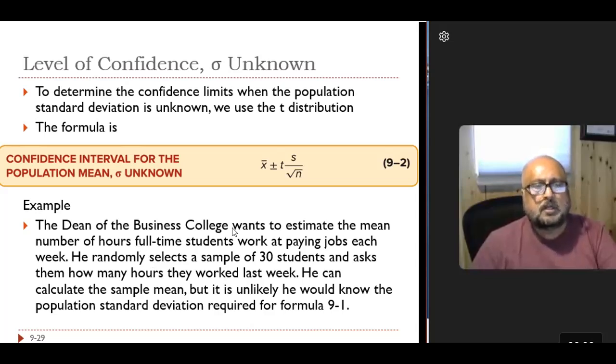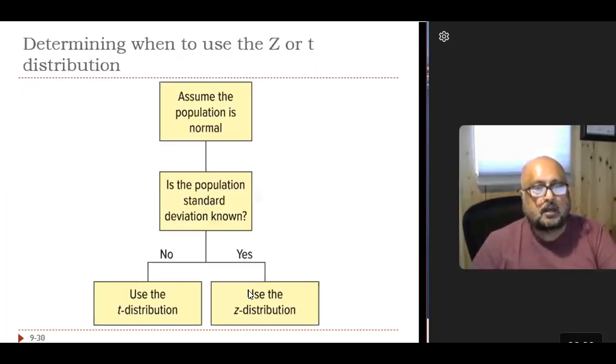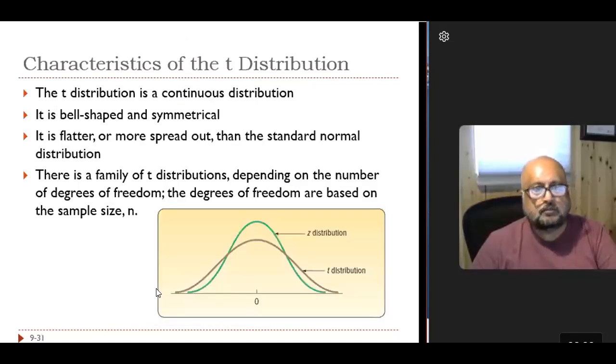The dean of the business college wants to estimate the mean number of hours full-time students work at paying jobs each week. He randomly selects a sample of 30 students and asks them how many hours they worked last week. He can calculate the sample mean, but it is unlikely he would know the population standard deviation. So the standard deviation of the population is not known. So how can we use the t relationship to solve the problem? Again, if the standard deviation is known, then use the z distribution. If not, then use the t distribution.